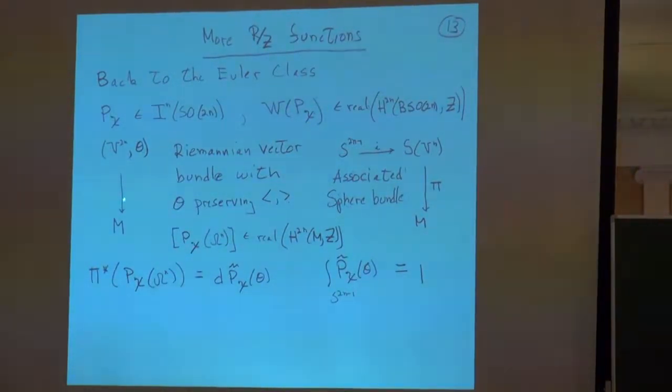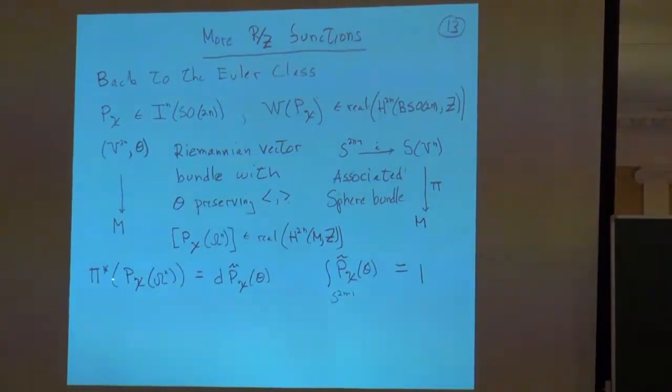So let's take an even-dimensional Riemannian vector bundle, oriented, over a manifold M. So this is no longer the tangent bundle. This is just any old bundle. And you put a connection on it, theta, which preserves the inner product. And here's the associated sphere bundle of this guy. And now, downstairs, the Euler form, the Euler class, is a real class, but it's the real form of an integral class.